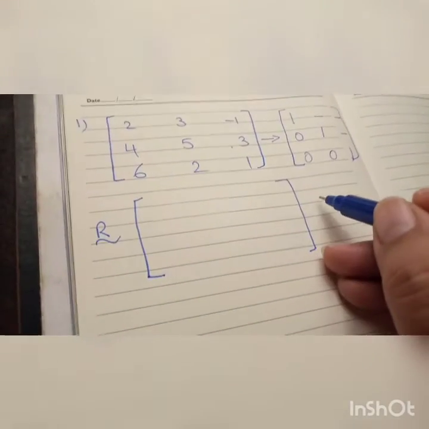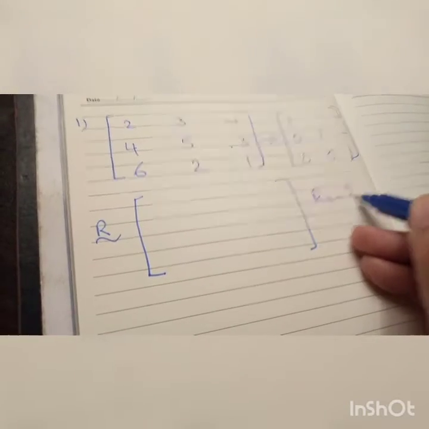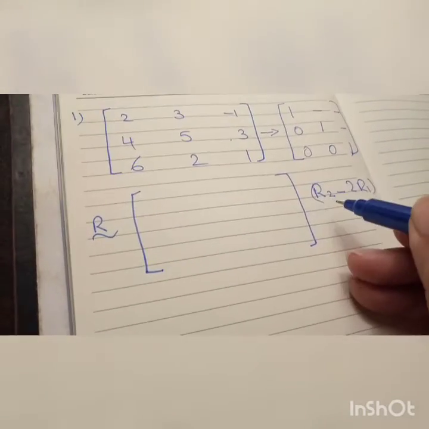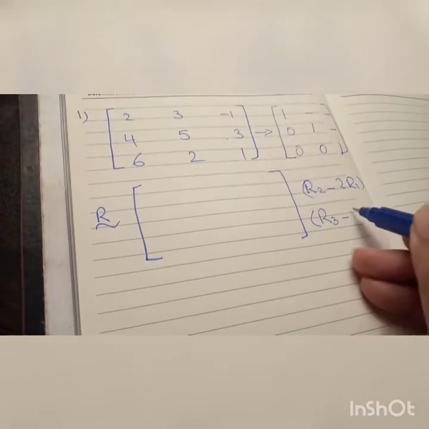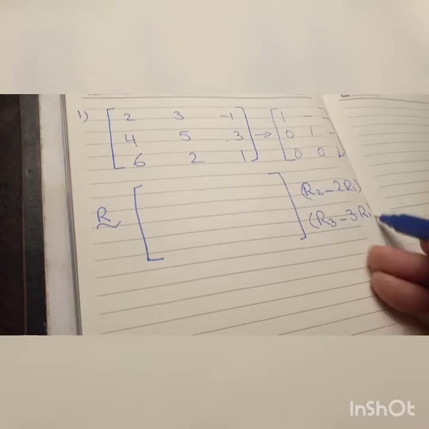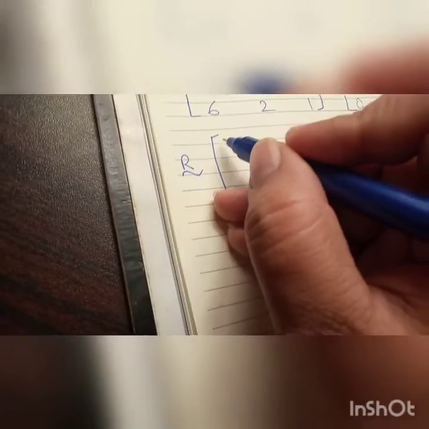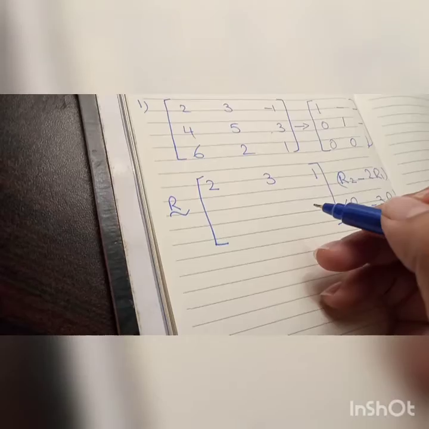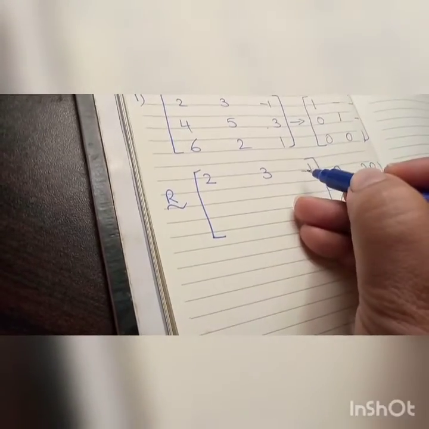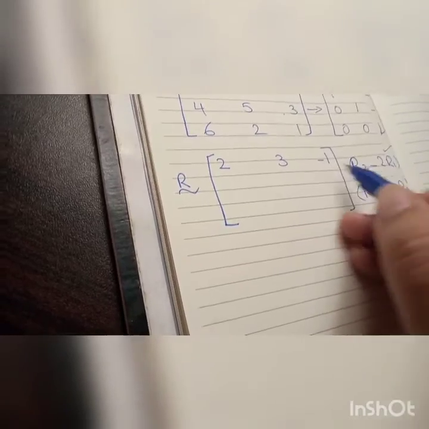So let me write these operations here. We are to do row 2 minus 2 row 1. This is the first operation to be done, and then the second operation, row 3 minus 3 row 1. We are to do this step at the very first. So let me show you the working. 2 3 1, we have nothing to do with row 1, the numbers will be written in the same position. Then following these rules, let's do this first one.